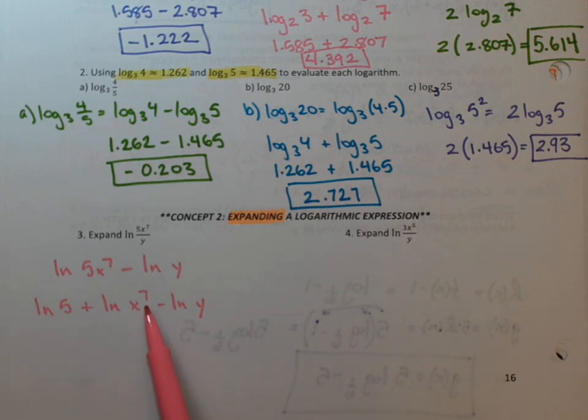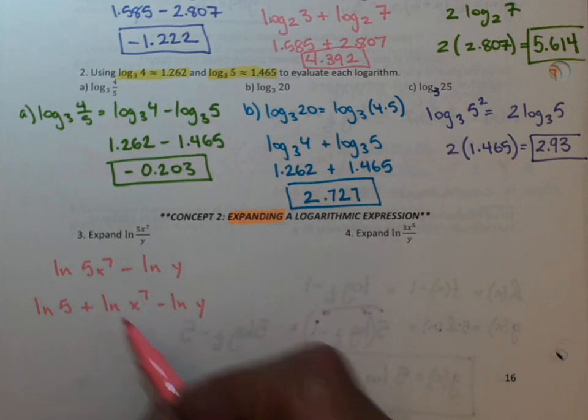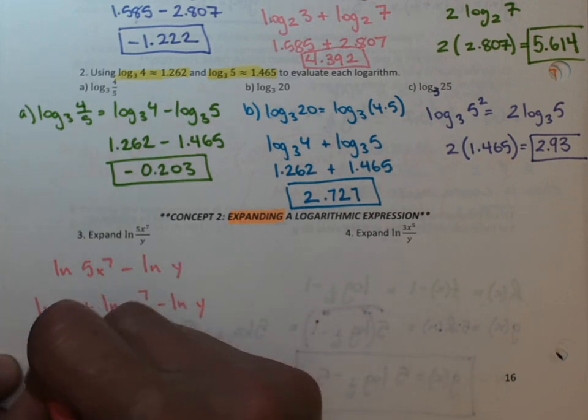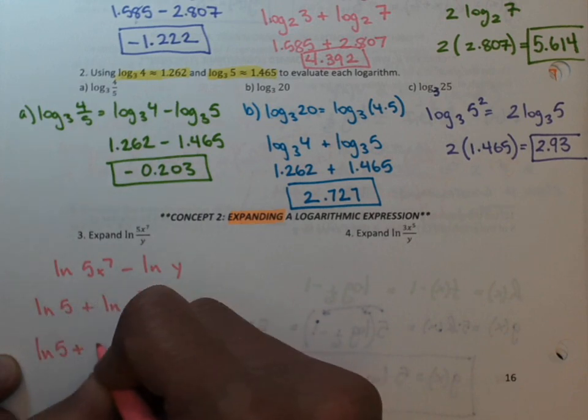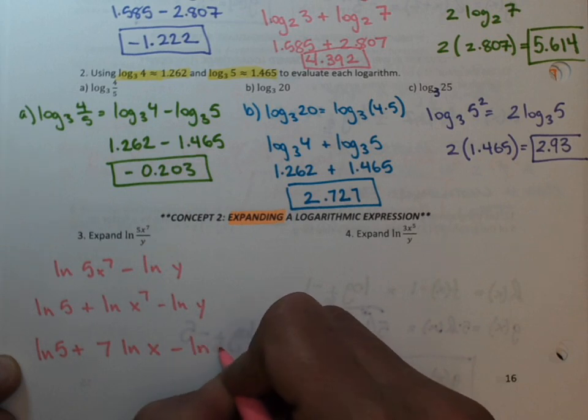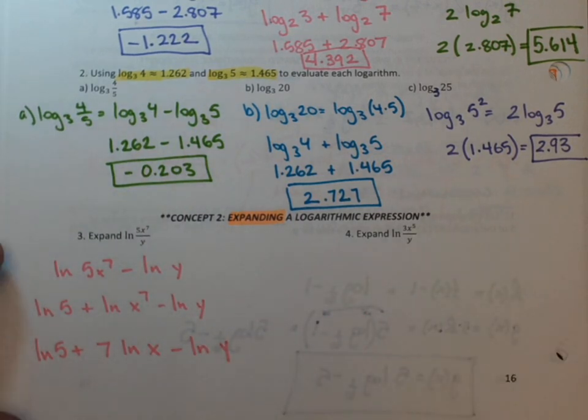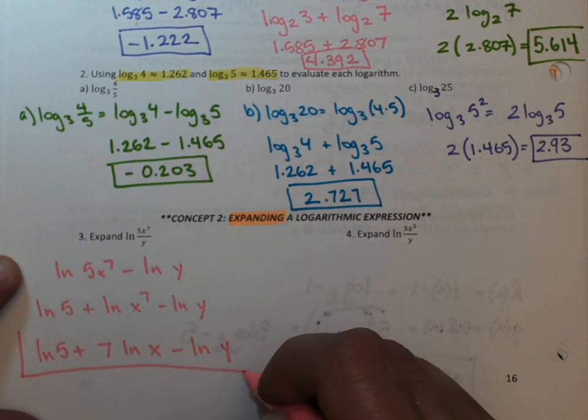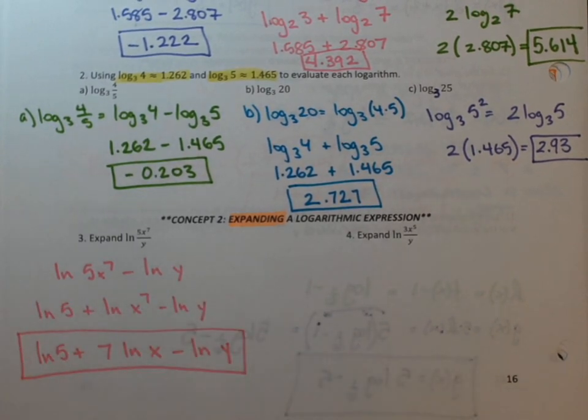Now I've got that power property, right? I've got that 7, the power of 7. So I'm going to take that and basically move it out in front. So I have the natural log of 5 plus 7 natural log of x minus the natural log of y. All I'm really doing is taking each part and trying to expand it out as much as possible. And that's as far as I can go. I can't go any farther, so I am done. I've expanded it, really.